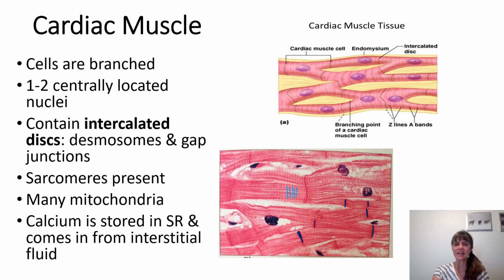We see the striations in cardiac muscle tissue because of the presence of sarcomeres, because the heart has to beat 24 hours a day, 7 days a week. It has many mitochondria, and calcium is stored not only in sarcoplasmic reticulum, it also comes from the interstitial fluid surrounding cardiac muscle cells.